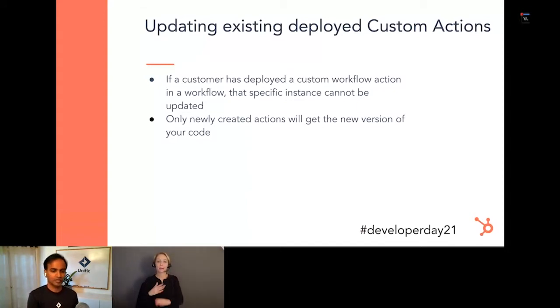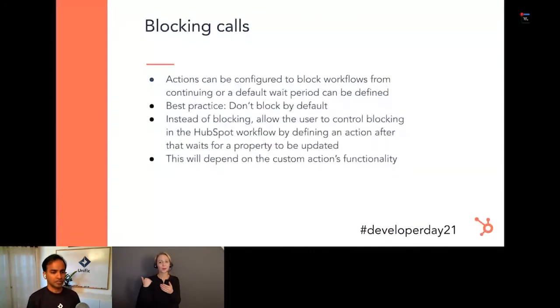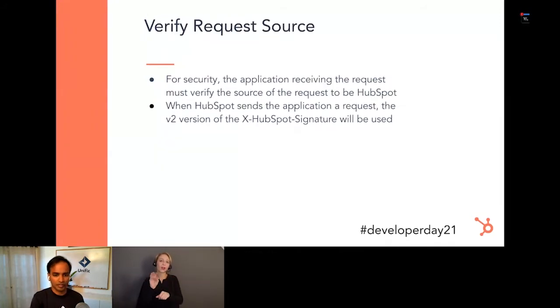Blocking calls. As we discussed before, you can allow the user to block, or you can block the action from running yourself. So when your app receives it, as we saw, there are some API calls that let us resume a blocked call, or actually allow blocking by the user. In our case, we allow blocking by the user because we waited for a property to be updated before we continued the workflow. We of course want to verify the request source. If you get an API request from HubSpot, we need to know it's actually from HubSpot. If it's from some other source, we don't want to run that. So we want to make sure that the signature matches.